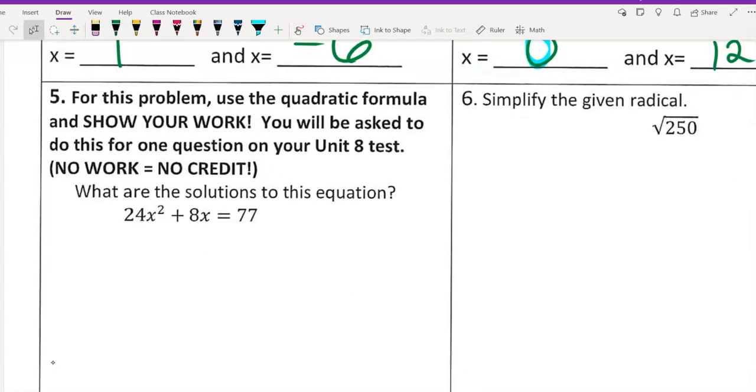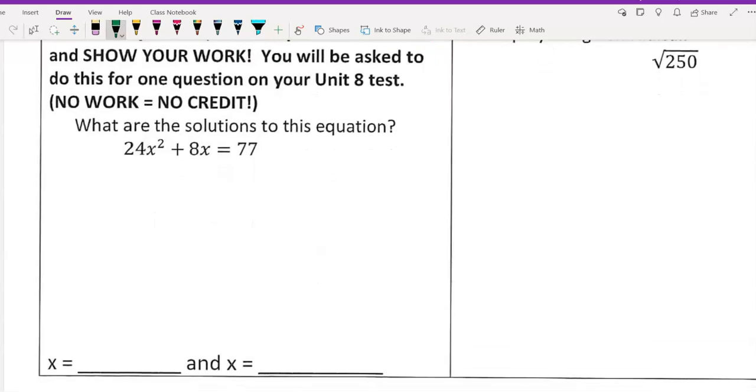For this problem, use the quadratic formula and show your work. So it says use quadratic formula. You will be asked to do this for one question on your Unit 8 test. No work, no credit. Okay. What are the solutions to this equation?